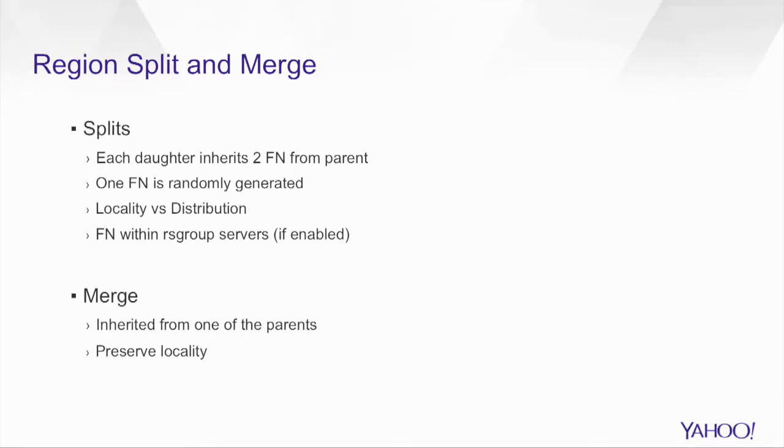We did a bunch of tests, and we started with one table. We had like 10 servers, and we kept on splitting. We went all the way up to 1,000, and we finally had a pretty good distribution. So the default logic works pretty well. And for merge, we just inherit the favored nodes from one of the parents, and you have all the locality.